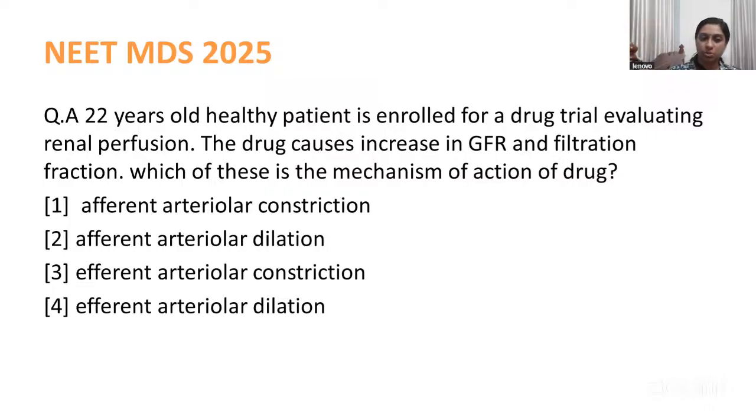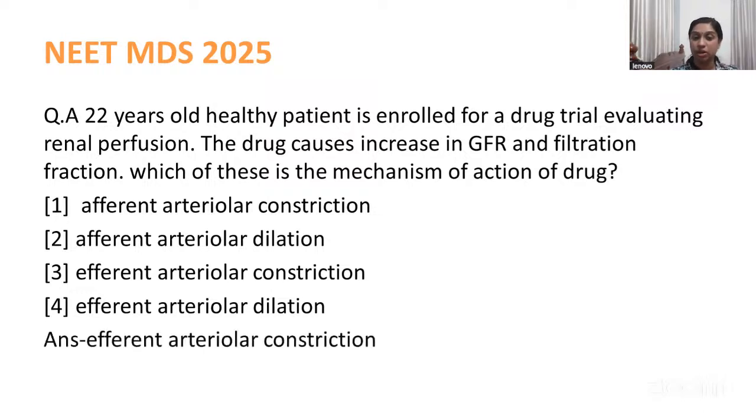So what are the options? Afferent arteriolar constriction, afferent arteriolar dilation, efferent arteriolar constriction, efferent arteriolar dilation. What's the answer here? The answer is efferent arteriolar constriction. Efferent arteriolar constriction means outflow is reduced and hence the filtration will be increased and the GFR will be increased. So this may be the mechanism of action of this particular drug.